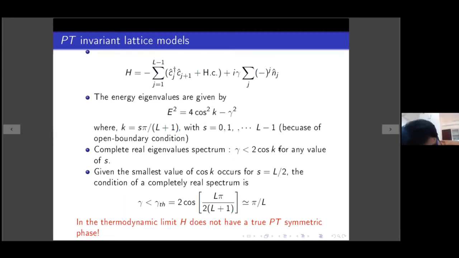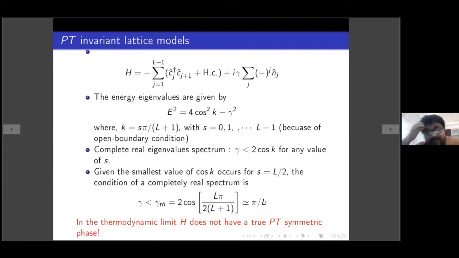Now, if you really want to make all the eigenvalues real, you would guess that you should put s for which this cos k has a minimum value. So you put s equal to L by 2, and with some trivial algebra, you can convince yourself that there is a gamma threshold. Below this gamma you have the PT symmetric phase, and above this gamma you have the PT broken phase. In the appropriate thermodynamic limit, this threshold essentially scales as pi by L.